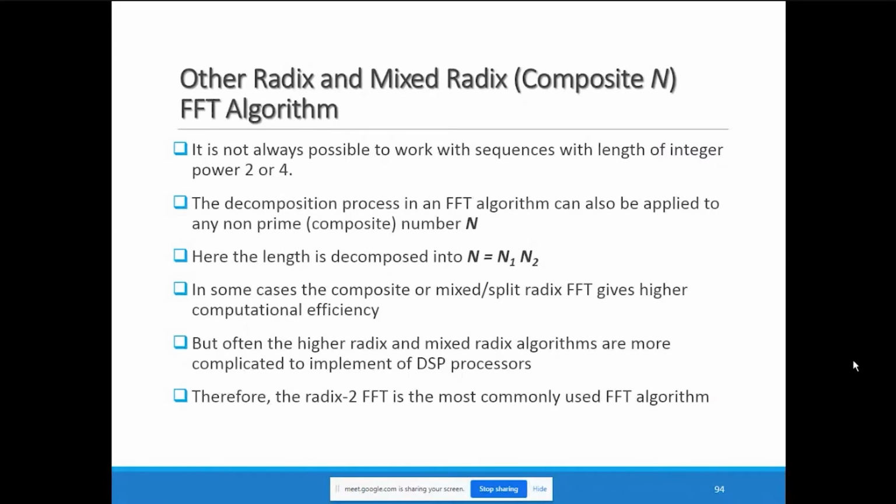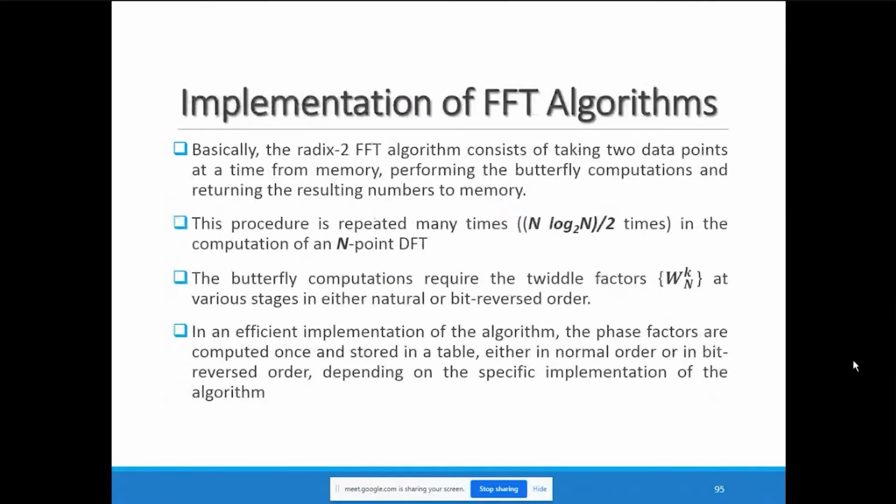Okay, so now basically the Radix 2 FFT algorithm consists of taking two data points at a time, as we have seen in the butterfly diagram.